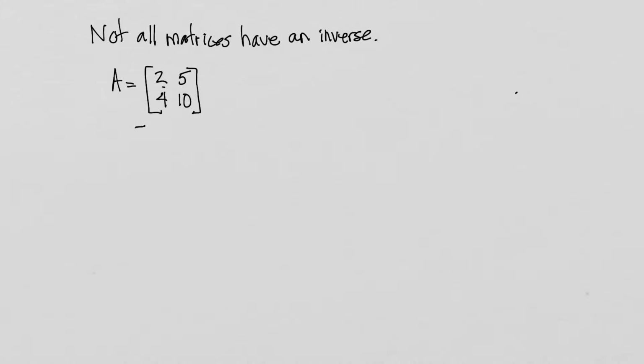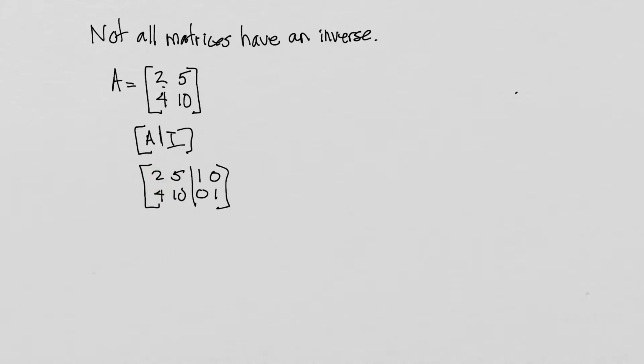Now, if we go through our process of finding the inverse by writing A on the left, the vertical line, and I on the right, and then row reduce, we're going to get this. It's going to be 2, 5, 4, 10, 1, 0, 0, 1. Now, what we want to do here is get this element right here to be a 1.